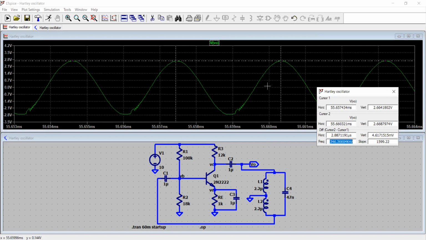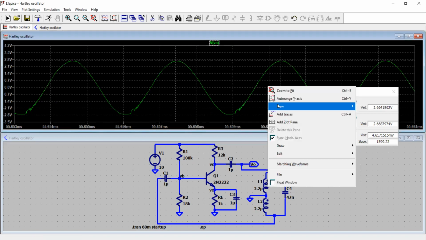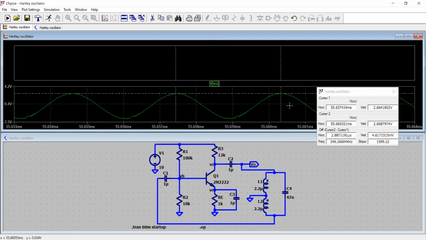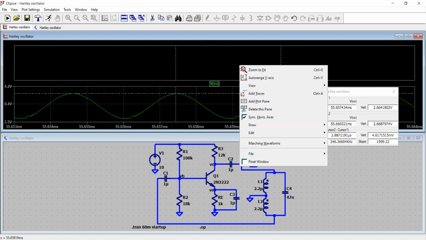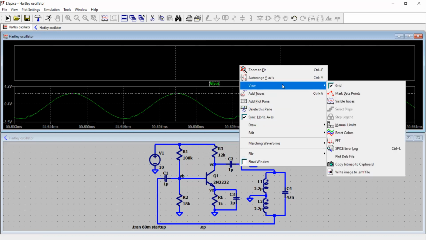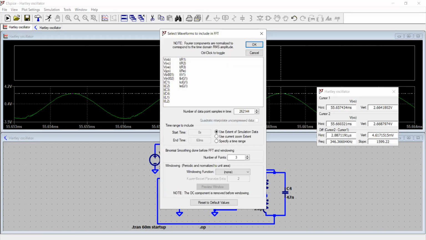That's it. Now, what I can do is add a plot pane here, and I want to see the FFT, fast Fourier transform, of the generated sinusoidal waveform. So I will just right click on the empty plot pane, and then I will see what I can do. So view, and then click here FFT. And then I choose this output waveform because that's the voltage I want to see the Fourier components of.